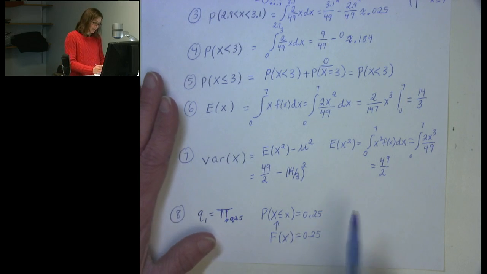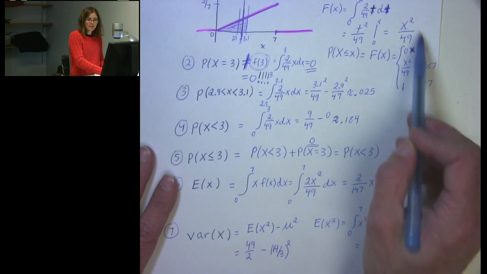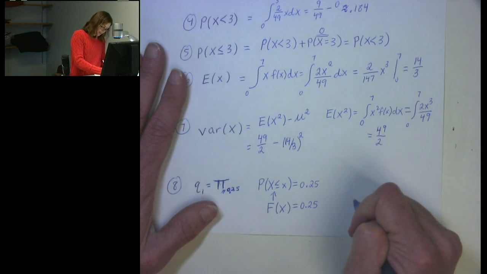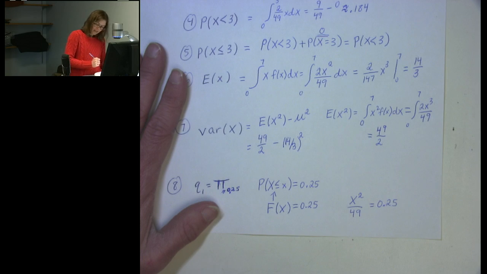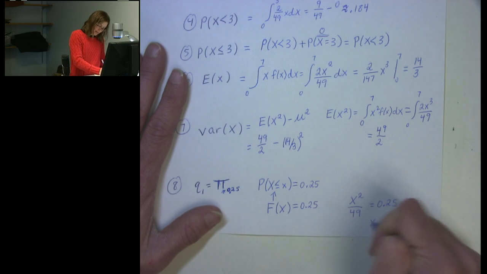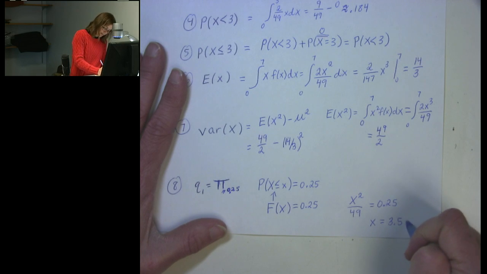And since we found the cumulative distribution function up top, which was x squared over 49, that means x squared over 49 must equal 0.25. And we can solve this for x and find that x is equal to 3.5. So this would be our first quartile, or pi 0.25, the 25th percentile.